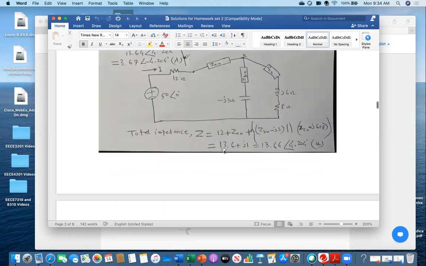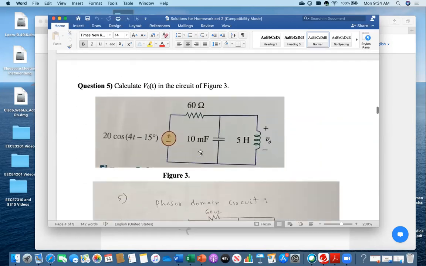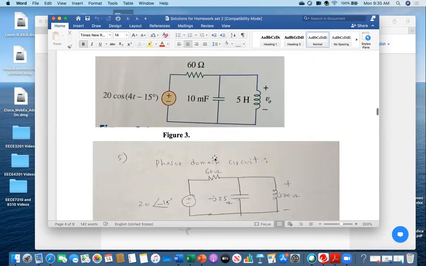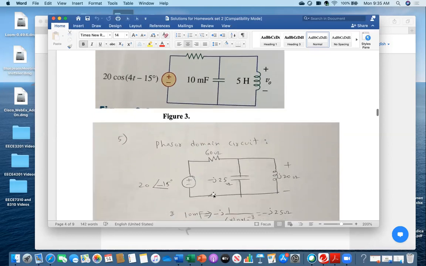Okay, so moving forward, look at this one. Calculate V naught of t in the circuit of figure T. This means that, first of all, this is a time domain circuit. First you convert it into the phasor domain. So this is the phasor domain circuit from here.